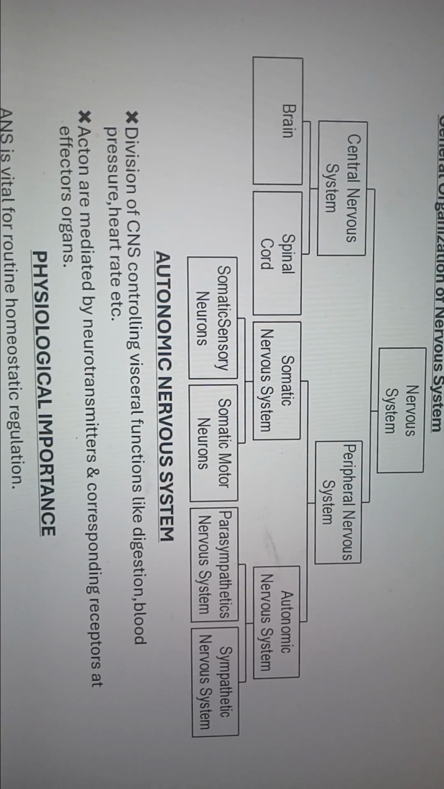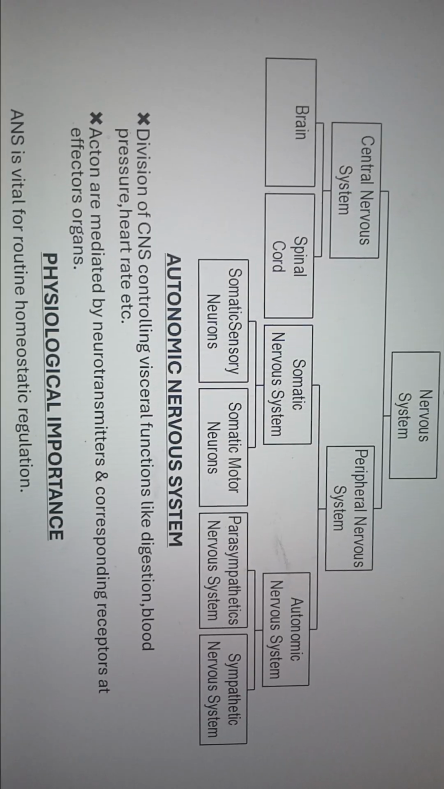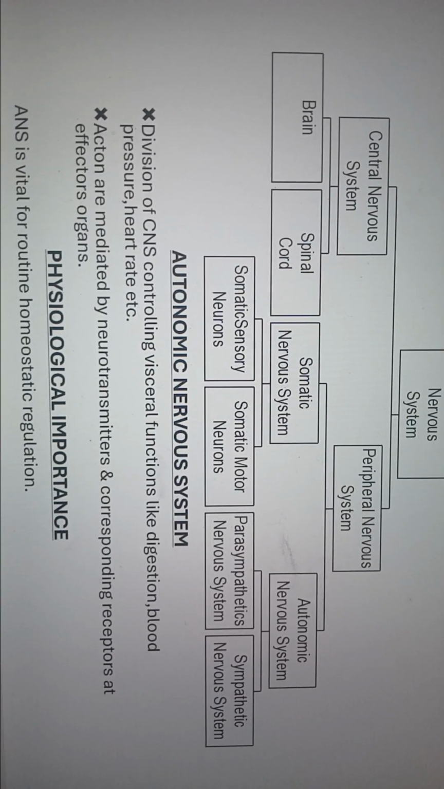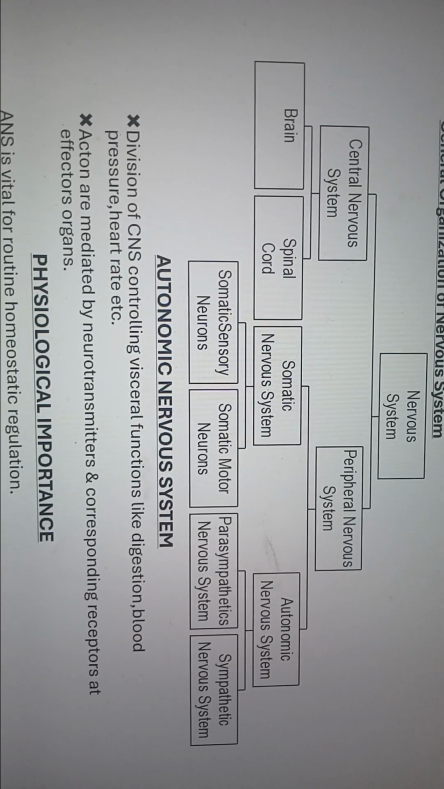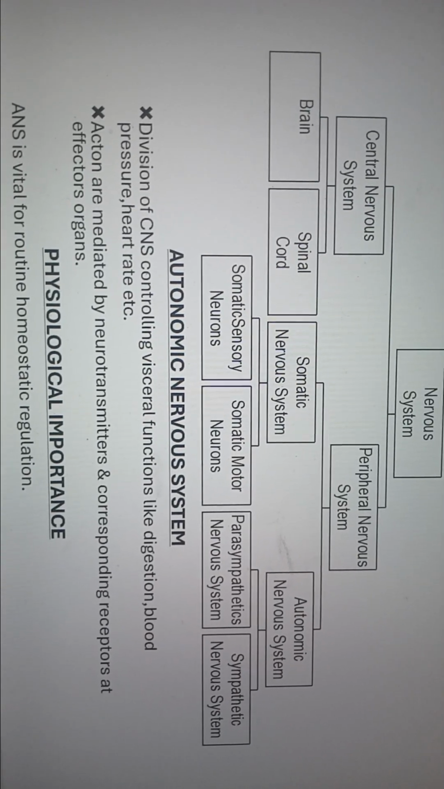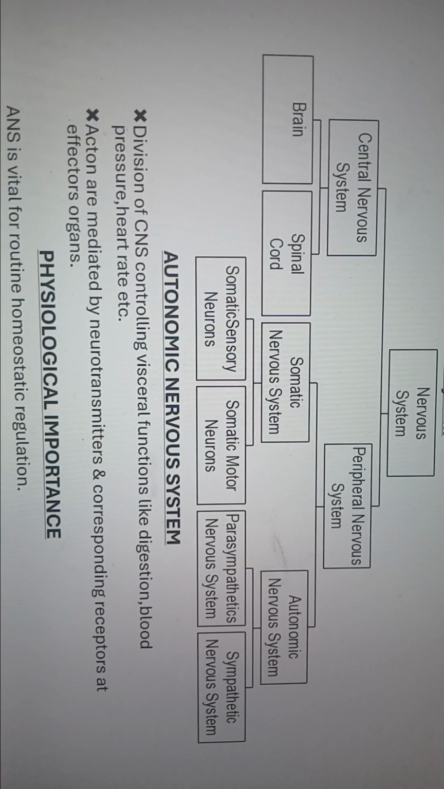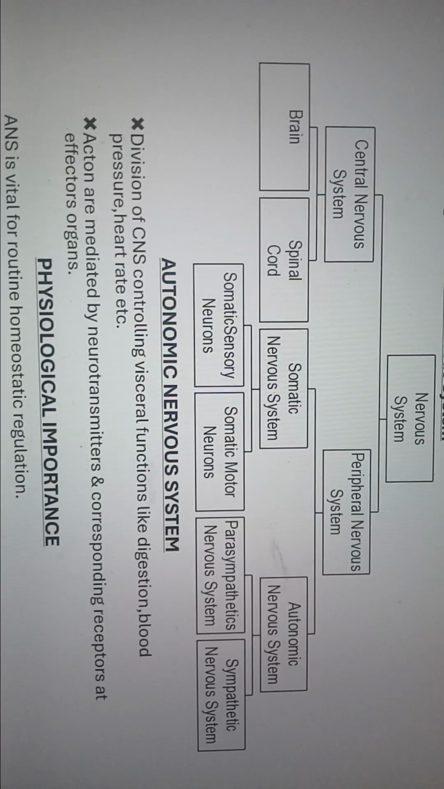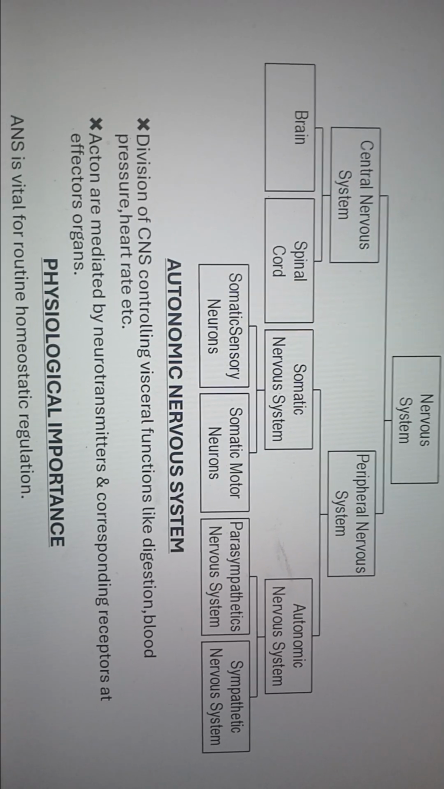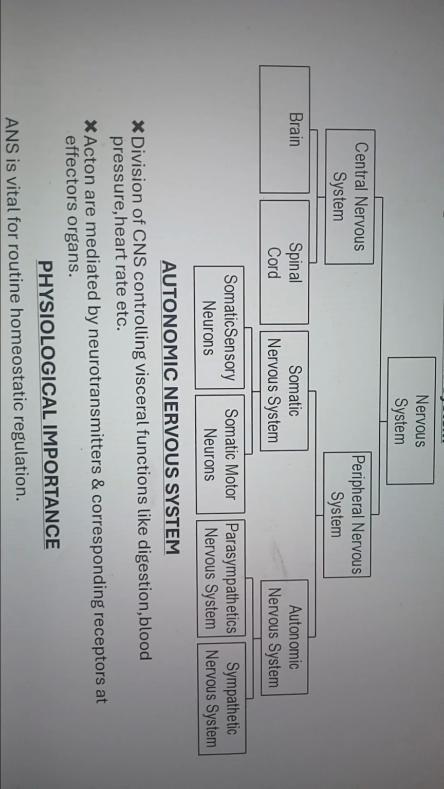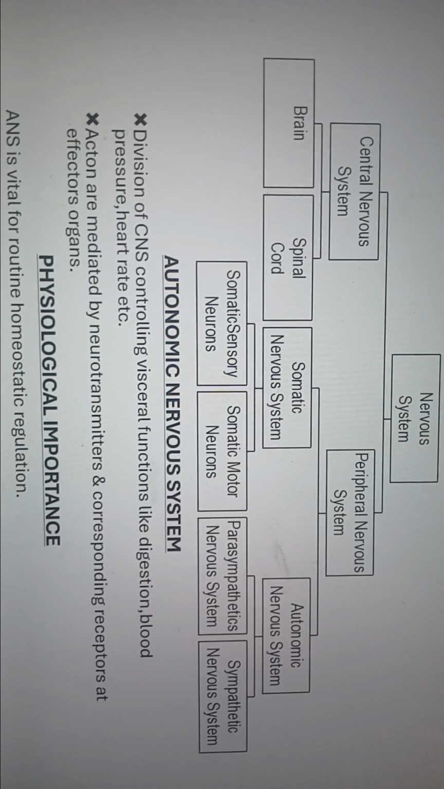The somatic is the one which works under our will, but the autonomic nervous system is the one which doesn't work under our will. Matlab, it is controlled automatically by our body. Then somatic is further divided into somatosensory and somatomotor neurons, whereas the autonomic nervous system is divided into parasympathetic and sympathetic nervous system.